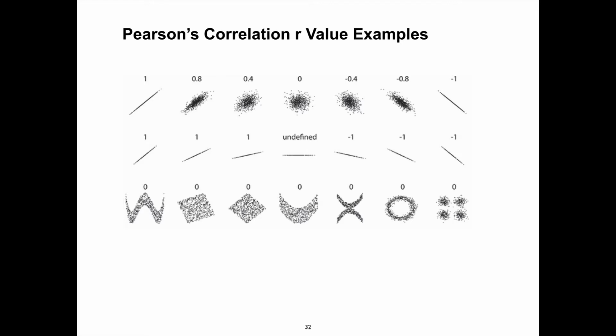The bottom row is the real fun one. Why? That's 0. There's definitely a structure there, right? What is the structure? I don't know. But that's 0 when you compute it. They're all 0, right? Saying that somehow they're not related.